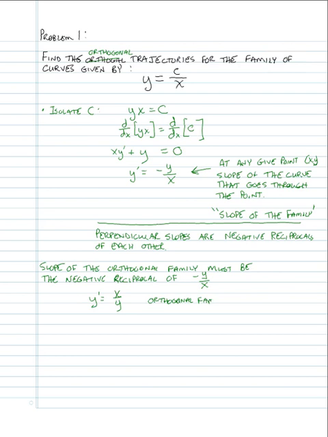Okay, so what we want to know... Let me pause again right here. We know the slope of the orthogonal family has to be the negative reciprocal, which is x over y. And so that being the slope, that's why we know y prime is x over y. Okay, let's continue.